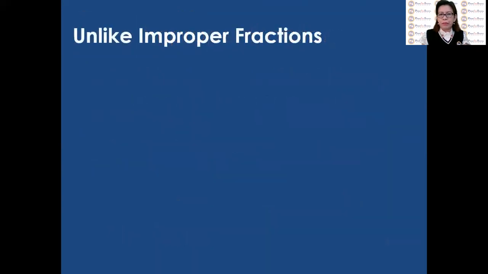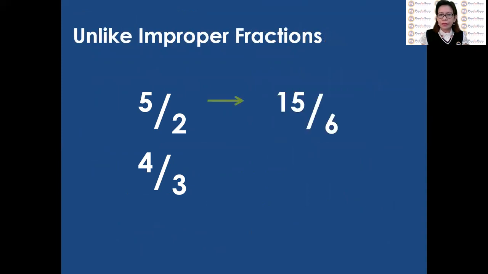Unlike improper fractions, 5 out of 2 and 4 out of 3. These are unlike improper fractions. Okay, so again, we are going to make the denominators the same, and then we're going to proceed to subtraction.